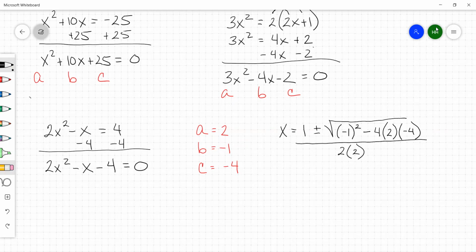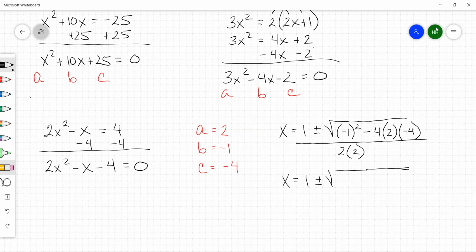So now, I don't know how many of you use calculators or if you use your phones, but if you use a calculator, I think you can type in everything over here just the way that it is, even putting the parentheses. So this x is going to be equal to 1 plus or minus the square root of.